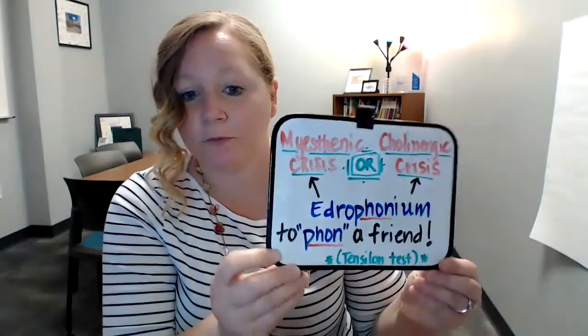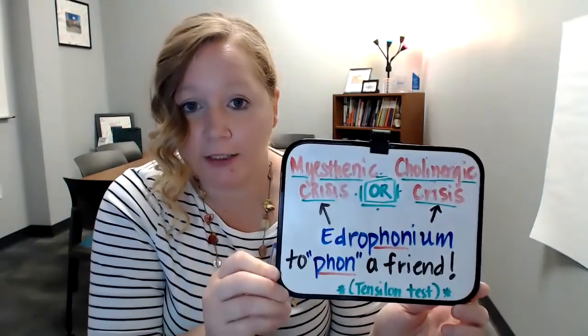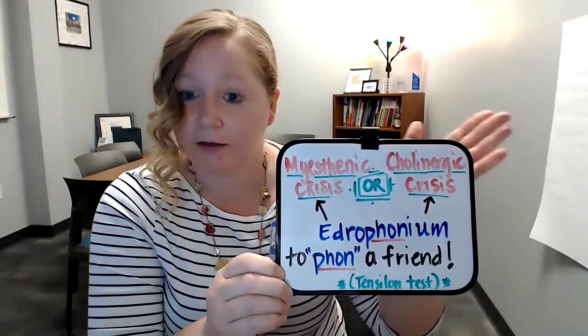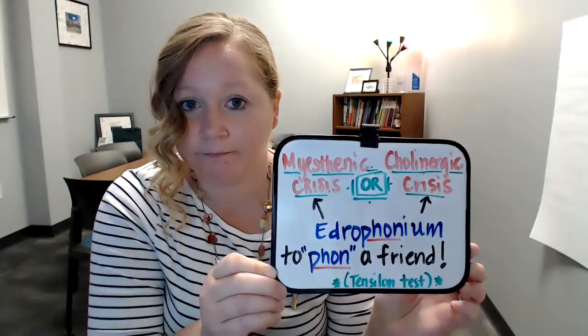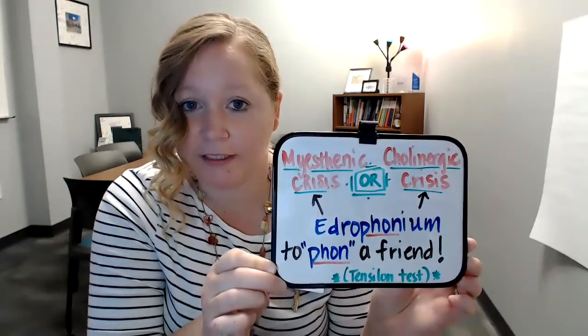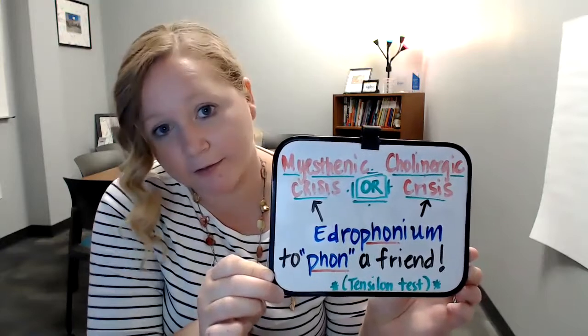The last one here, everybody learns about the Tensilon test for myasthenia gravis to determine, am I having a myasthenic crisis or am I having a cholinergic crisis? Because they're hard to tell apart. Well, Tensilon will not show up on your boards. Tensilon will not show up on those proctored exams. So here's my best way of helping you remember about this. You need to phone a friend to determine if you're having a myasthenic crisis or a cholinergic crisis. Edrophonium, to phone a friend to get help to figure out what it is, what it isn't.